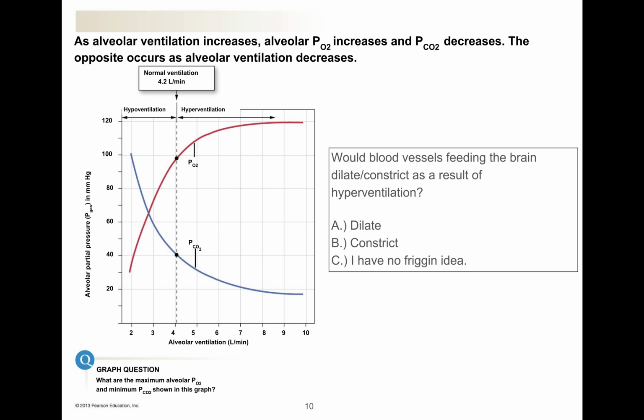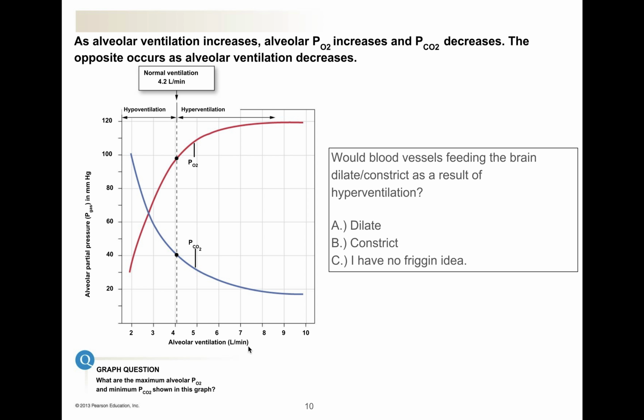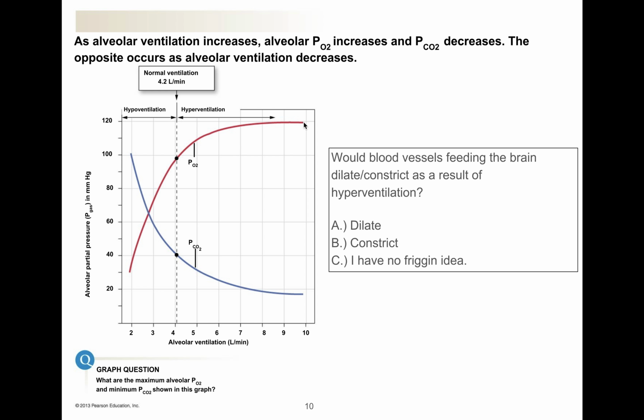This graph is just summarizing what happens as a result of ventilation. You'll notice that as ventilation increases, as we get more air in and out of our alveoli, the content of oxygen increases as we hyperventilate. We're getting more oxygen in. The content of CO2 decreases as we hyperventilate because we're getting more CO2 out.